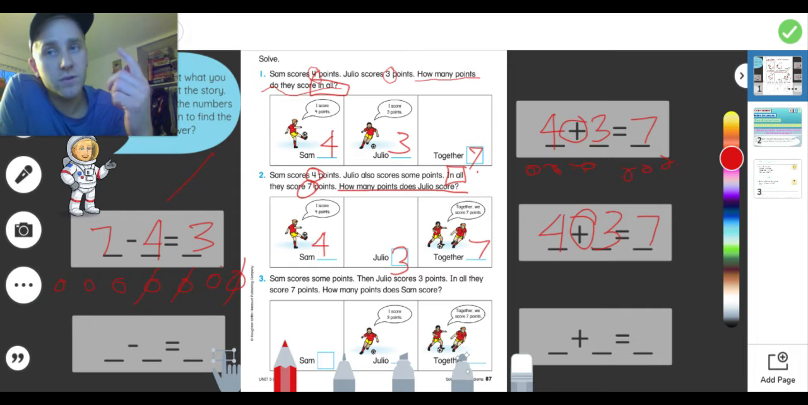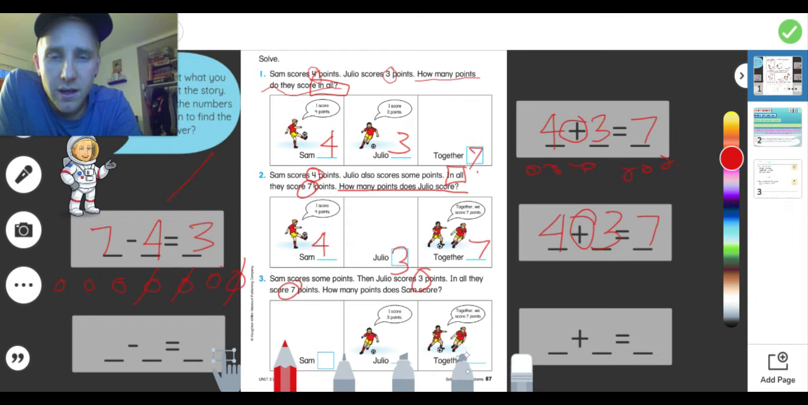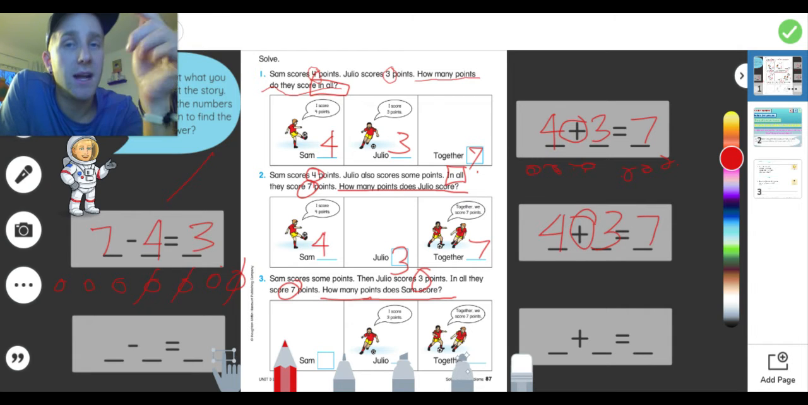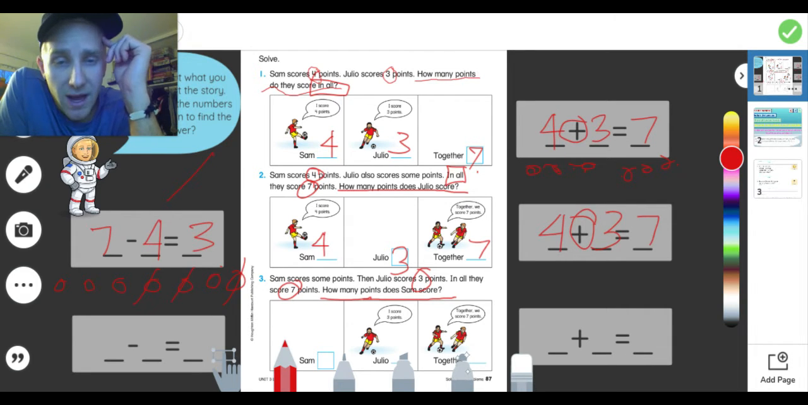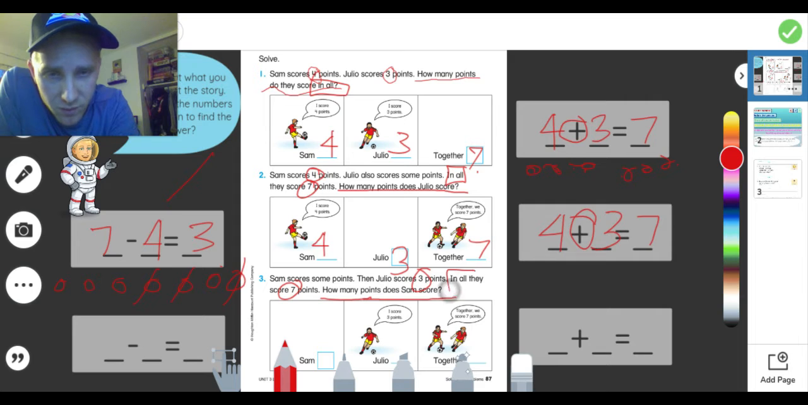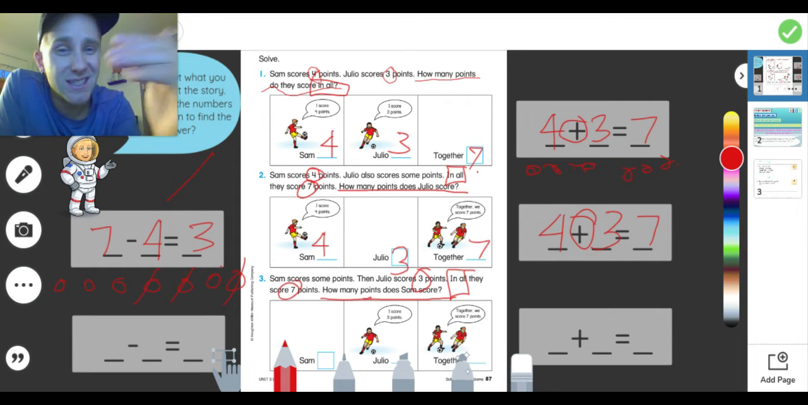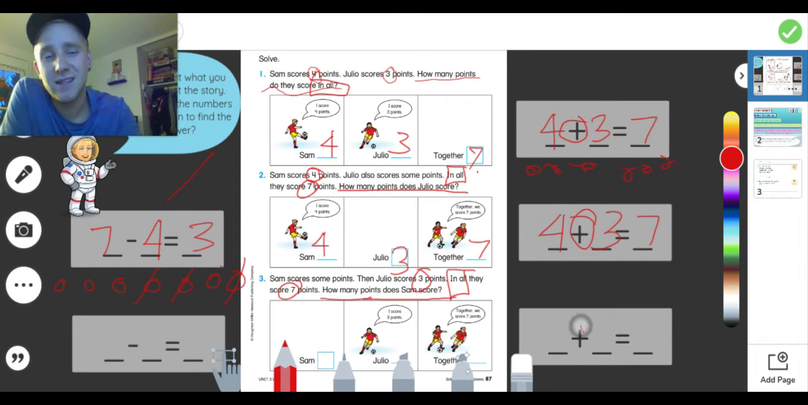Then Julio scores 3. That reminds me, my cubes: circle my numbers, 3 and 7. I see a question mark, so I'm going to underline my question. How many points does Sam score? Like I thought, that's what we're going to try to figure out. Box the math action words. Then again, it's the same thing every time. So I know that that's the addition over here.